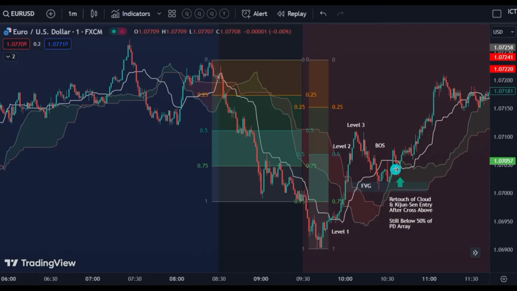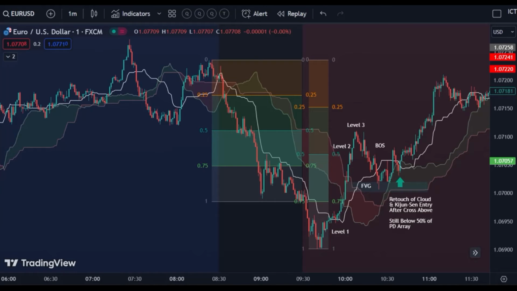Price retraces back into the cloud. Once it closes outside of the cloud and crosses the Kijun-Sen line, that is your cue to enter. Plus, we are below the 50% level of our updated PD array and the original PD array. An entry here gives us a nice trade, which is probably a 3 or 4 to 1.